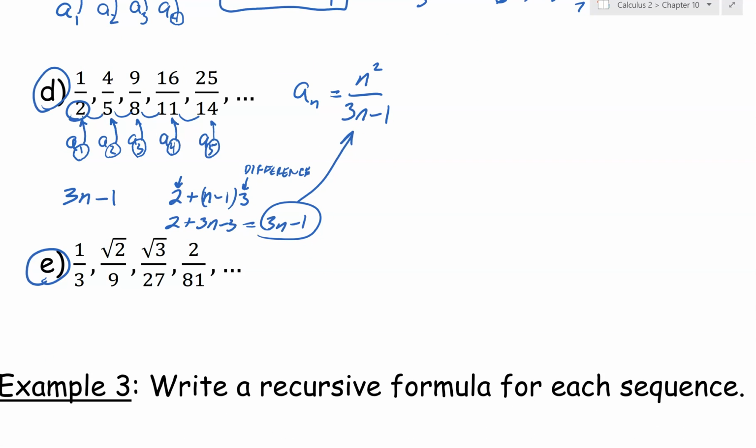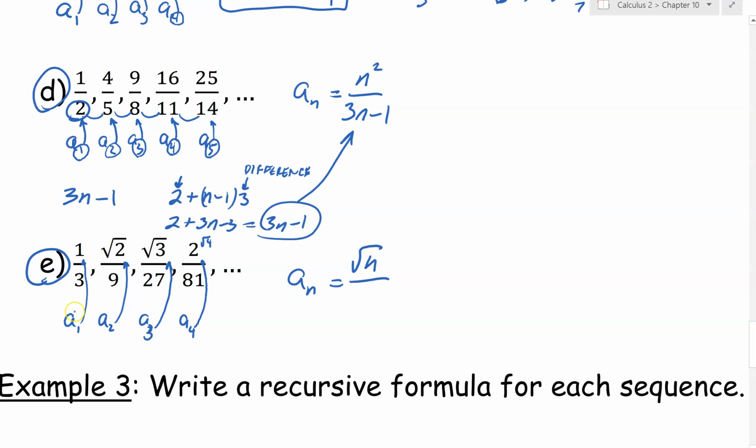Okay, example E, again we want to compare our subscripts to the number that's being generated. Let's just focus on the top. So there's 1, 2 becomes root 2, 3 becomes root 3, 4, if we follow that pattern, that should be root 4, and that does work. 2 is the square root of 4, so it looks like in the numerator what we're doing each time is we're just taking the square root of n. Square root of 1, square root of 2, square root of 3, square root of 4.